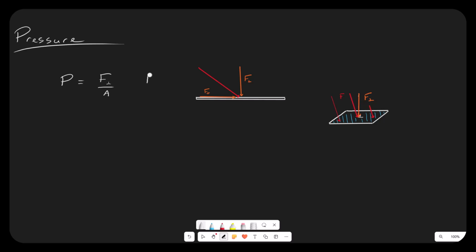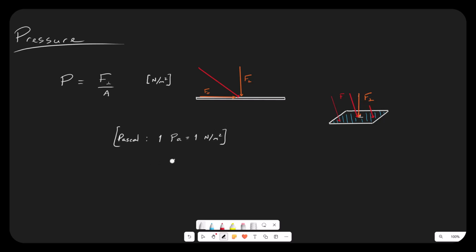Now force gives me units of newtons, area gives me units of square meters, so I end up with units of newtons per square meter, which I will also define as a Pascal. One Pascal is equal to 1 Newton per square meter. This is one that you'll actually see a couple different ways. You will see Pascal from time to time, you will see newtons per square meter.